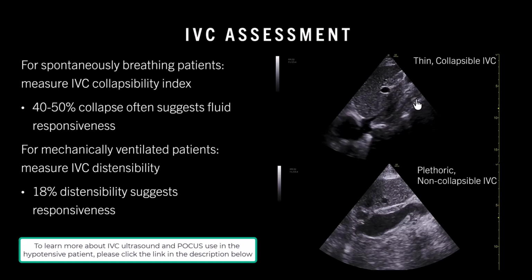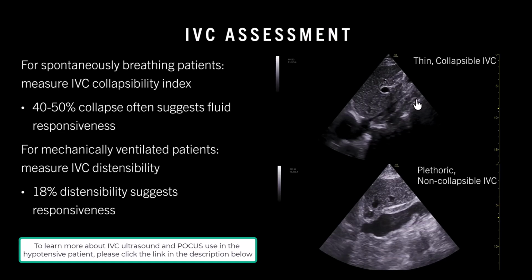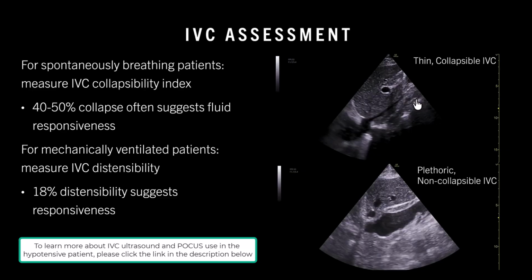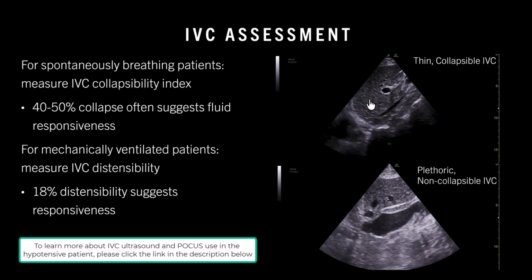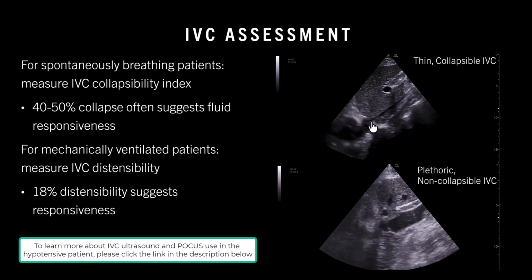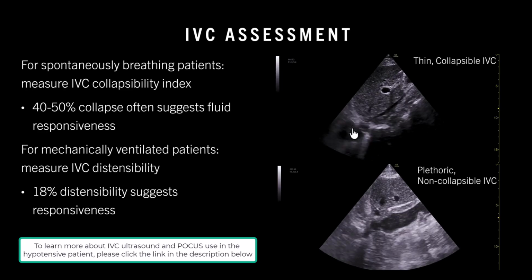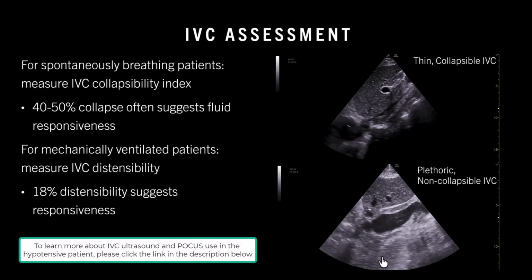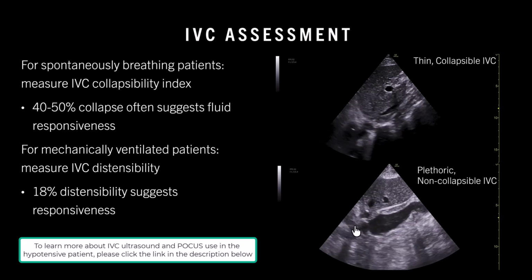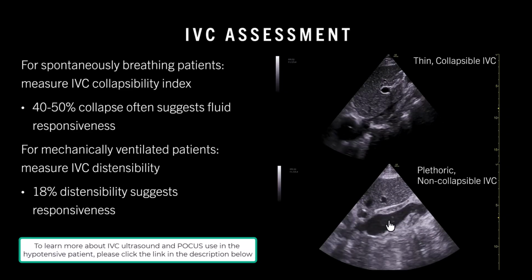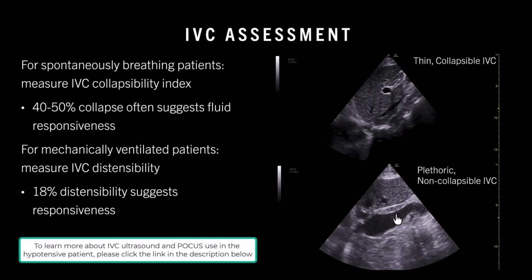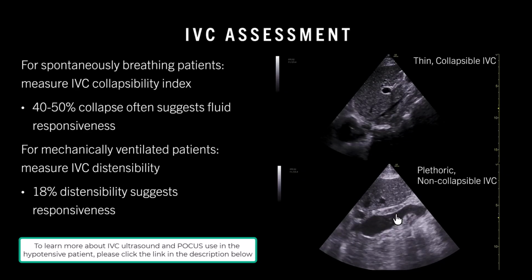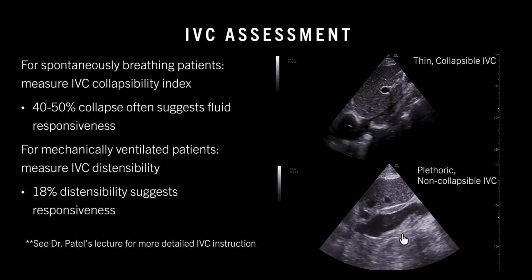IVC ultrasound can be helpful, but must be interpreted carefully. We start with an overall visual assessment of the size and collapsibility or distensibility, where a thin collapsible IVC, seen here in the top image, IVC being this vessel here, dumping into the right side of the heart. A thin collapsible IVC would suggest low right-sided filling pressures, whereas on the bottom image here, we see the same vessel entering the right side of the heart, but conversely, we see this large, distended, plethoric IVC that does not change much with respiratory variation. This would likely be more suggestive of higher right atrial pressures or impaired venous compliance.